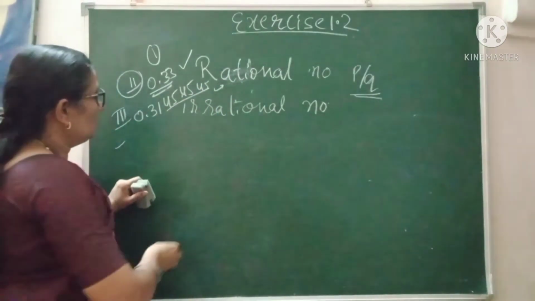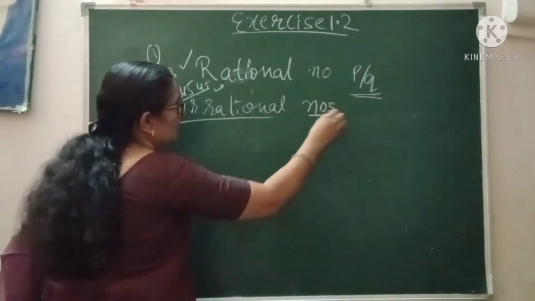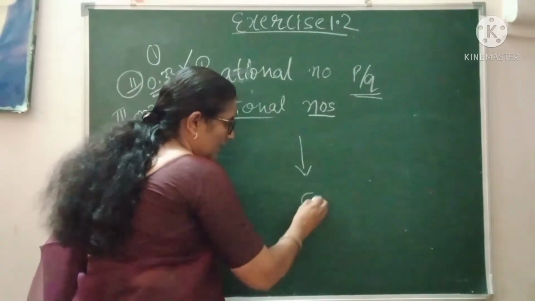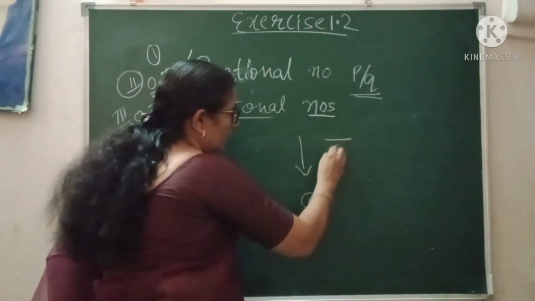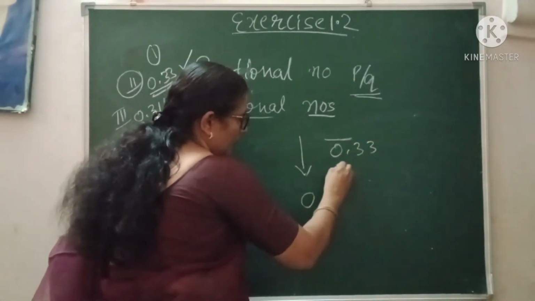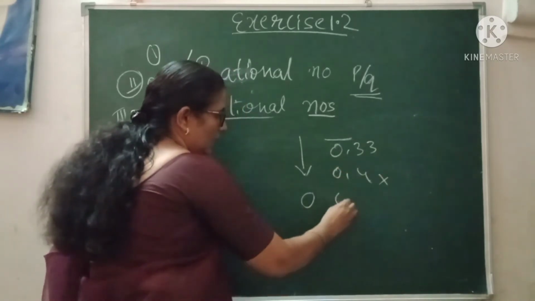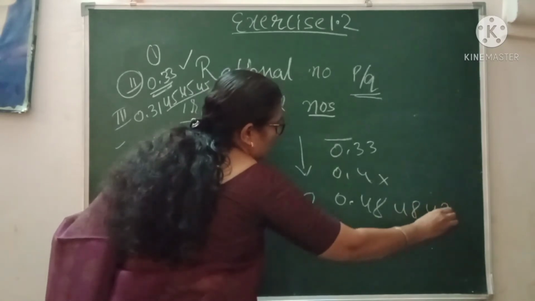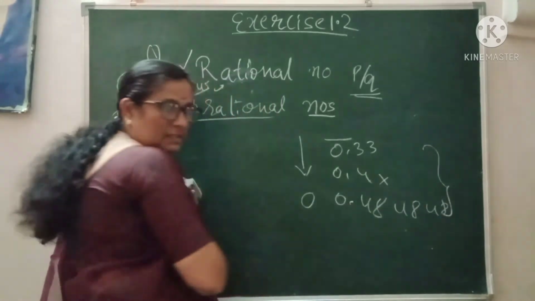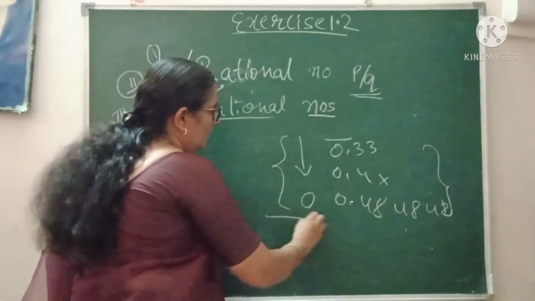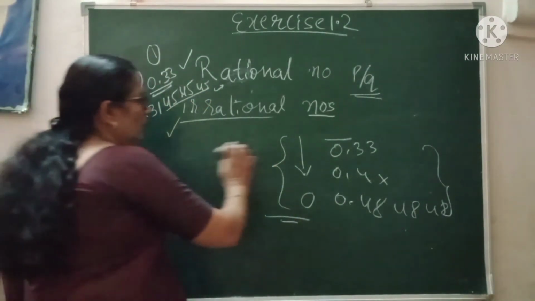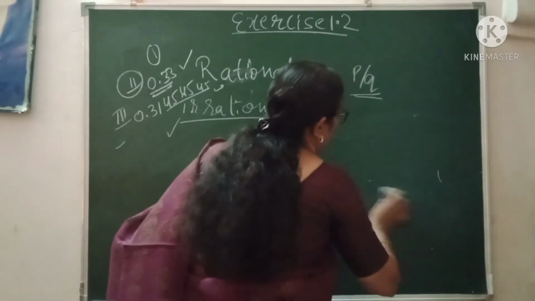Next one, irrational numbers. Irrational numbers means if you divide a number, either it terminates and the remainder becomes 0, or it recurs like this, or the digits repeat this way. If these are not the cases when you divide a number, then we call such a number an irrational number. Let me explain by taking an example.